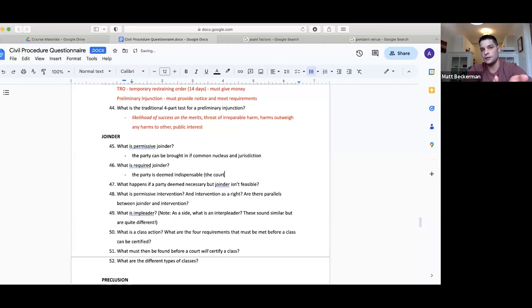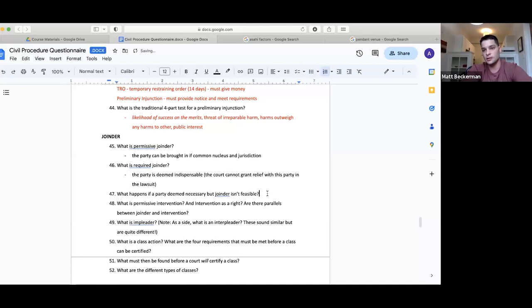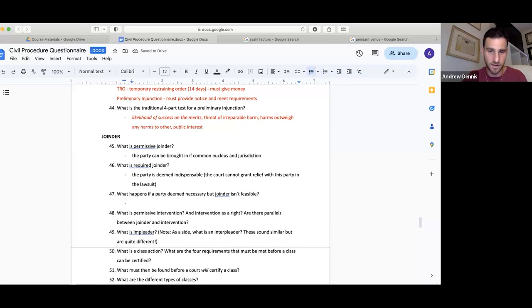That can be, if you're suing someone for a car accident, that person's insurance company needs to be in the suit because that insurance company is what does the payout. So if a party is deemed necessary, but joinder isn't feasible, they must dismiss the case, right? Usually, yeah. But just being required, yeah.